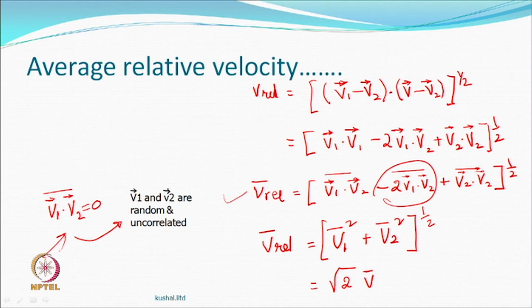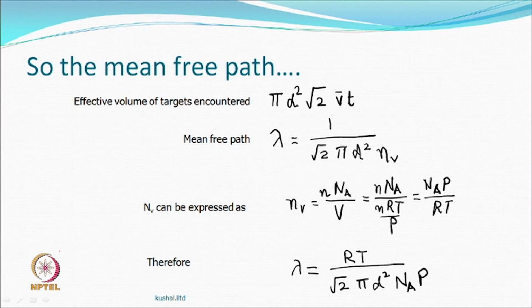If you make that change for a single molecule, that is, in the whole thing there is a single molecule, then you can use this term rather than the other term. Therefore, lambda, which is the mean free path, would be 1 over root 2 pi d square and the number of molecules in that unit volume.